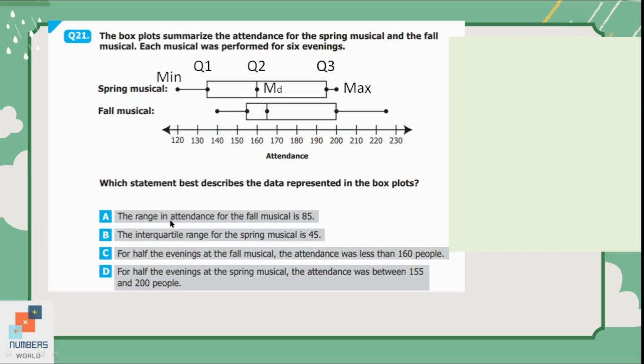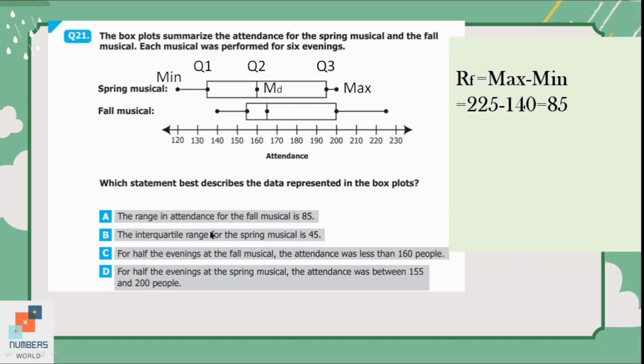Option A is the range in attendance for the fall musical is 85. To find that out, we will look at the second box plot. The formula of the range is equal to maximum value minus minimum value. So the maximum value of the fall musical is 225 and the minimum value is 140. After subtracting these two numbers, we have 85 left. So option A is the correct one, but we will check other options as well.